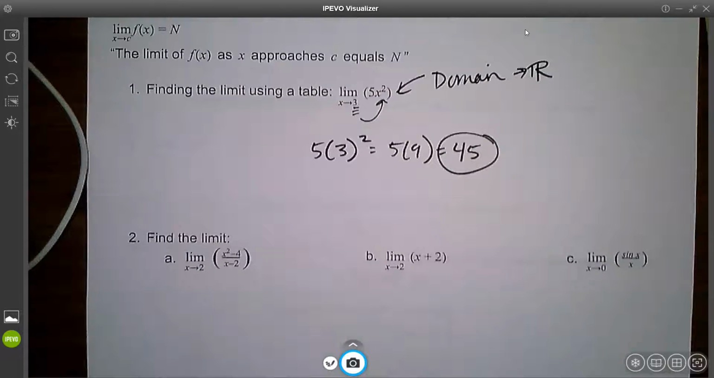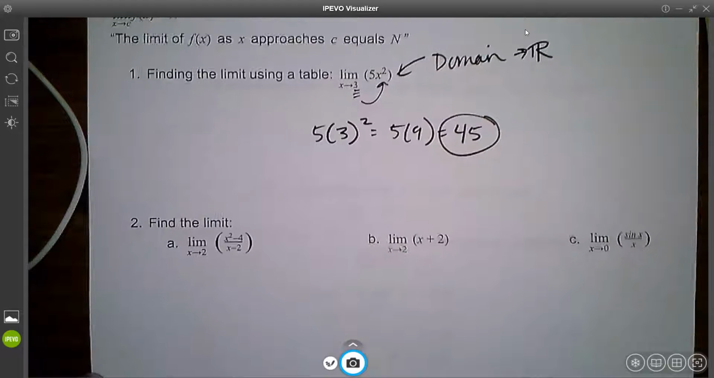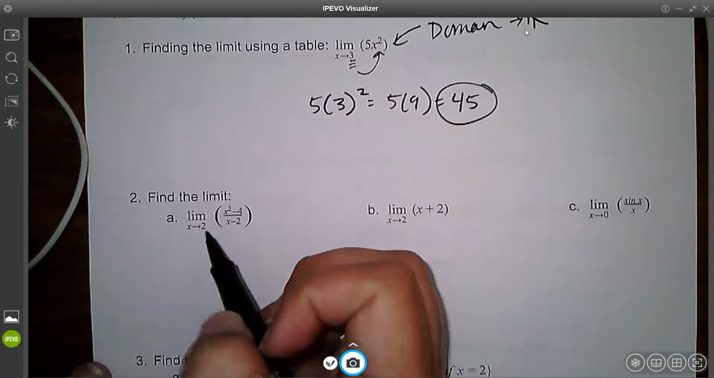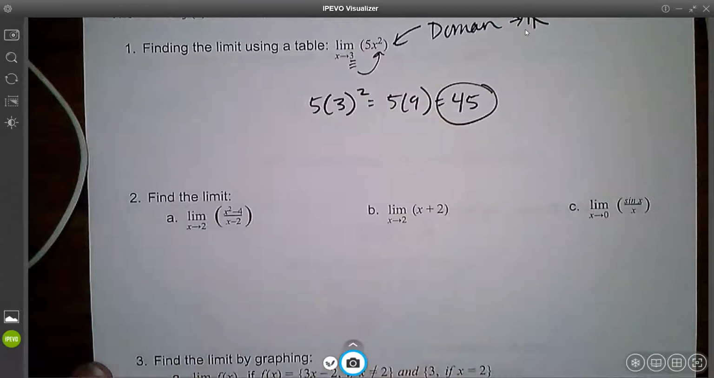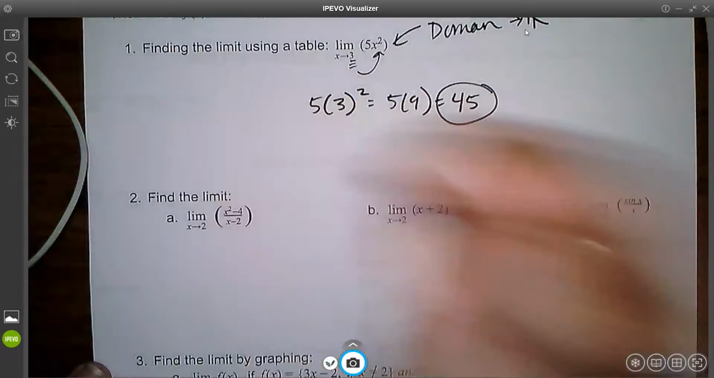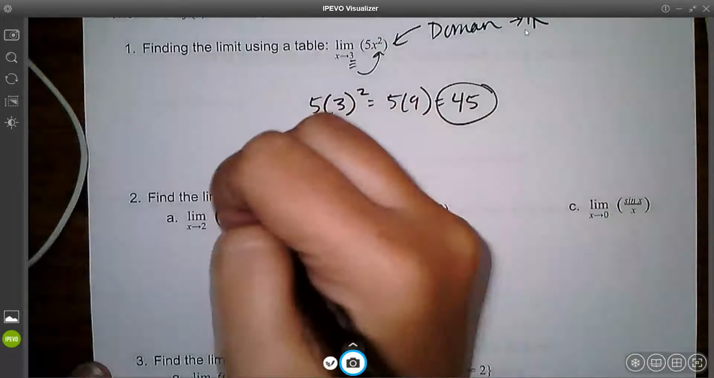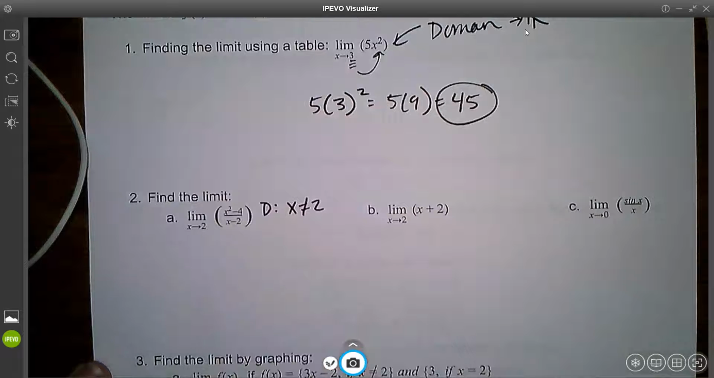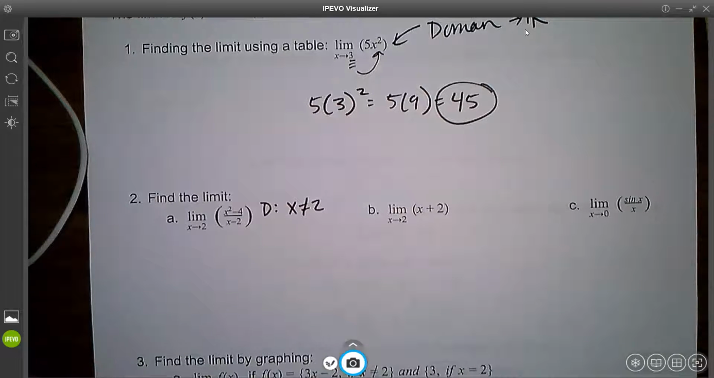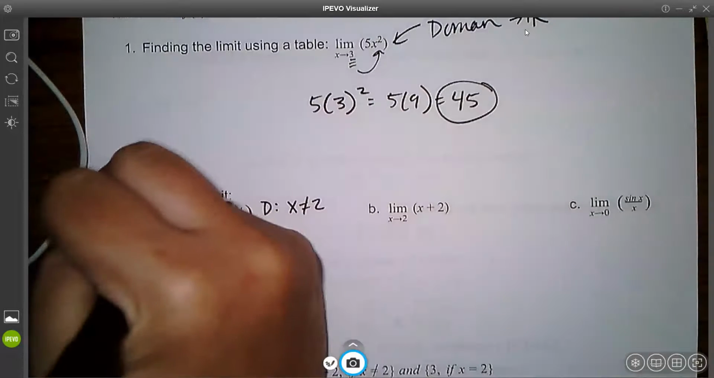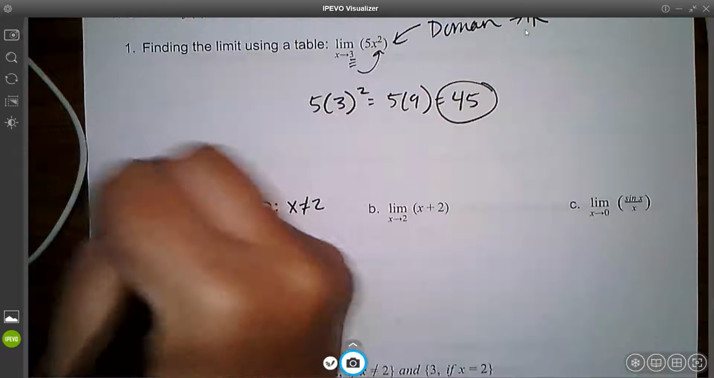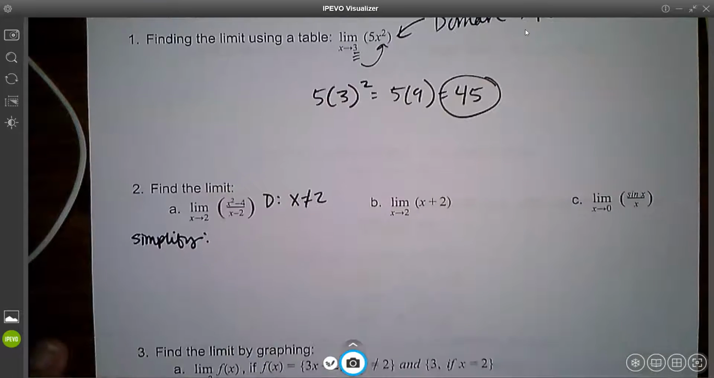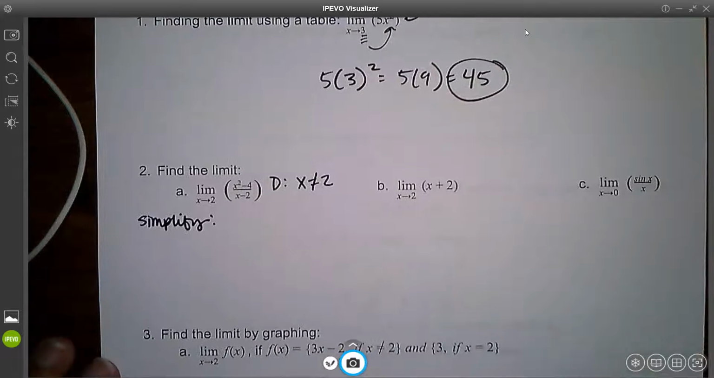When it does not exist, right here, if we plug 2 in, we get a 0 in the denominator. So this function has a domain of x cannot equal 2. Well, since that's what we're trying to figure out, we're going to simplify this function when it's possible to simplify. You can't always simplify, but when it's possible to simplify.